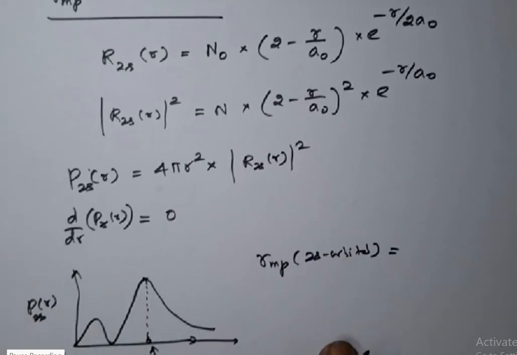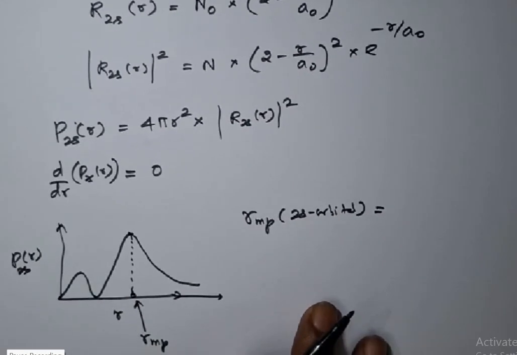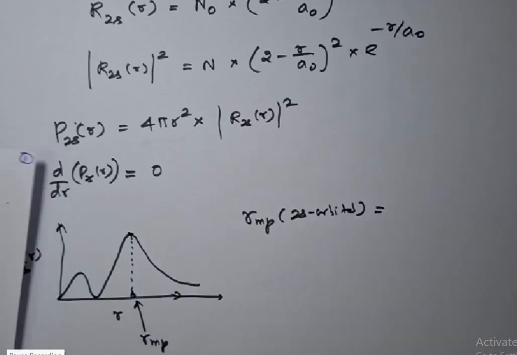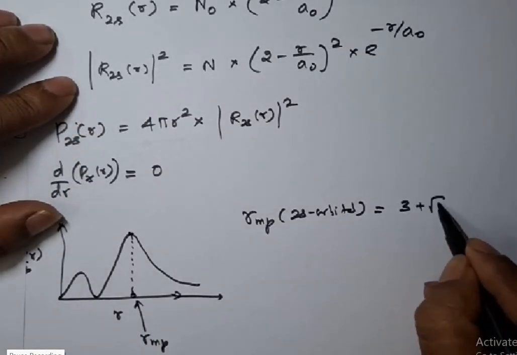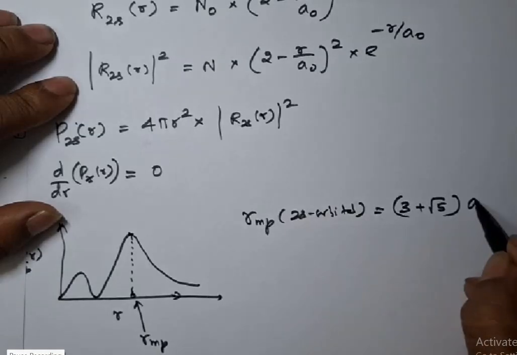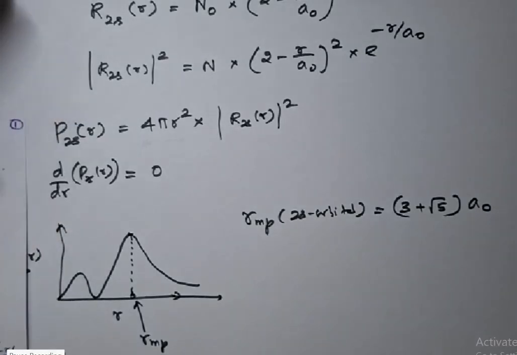This is actually a somewhat lengthy calculation, I'm not going to do it. But I showed you the methodology yesterday. I'm not going to do that now, so I'll give you the final answer. The final answer is 3 plus square root of 5 times a naught. This is the RMP value to find the most probable position of the electron in the 2s orbital of the hydrogen atom.